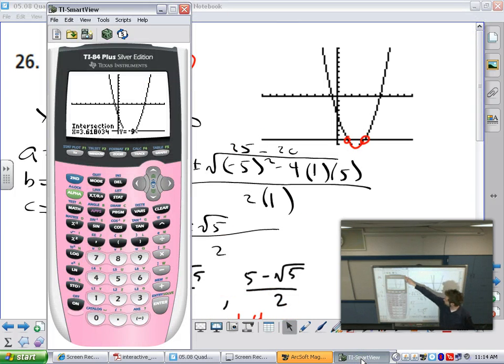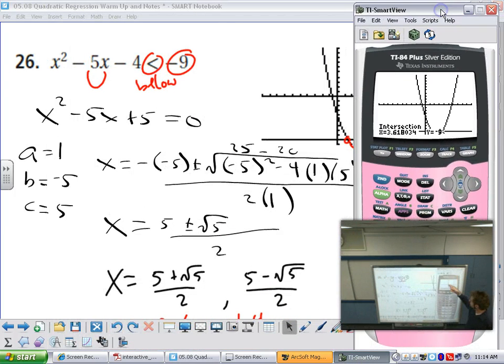What do you think is easier? Do you think it's easier to do it like this or easier to do it with algebra? Calculator. There's usually disagreement, but at least some people always think it's easier to do it on your calculator.